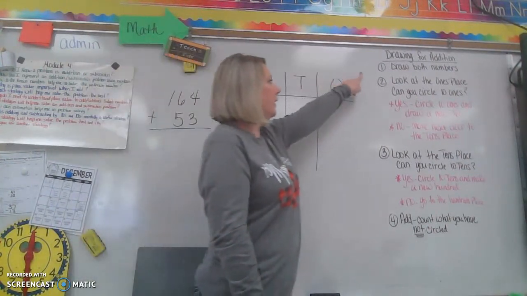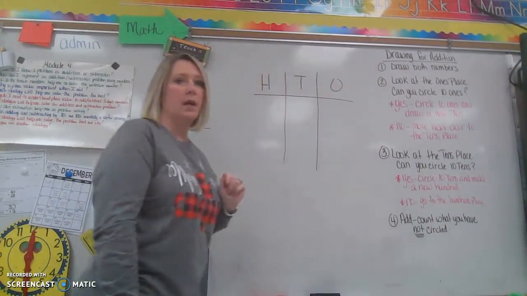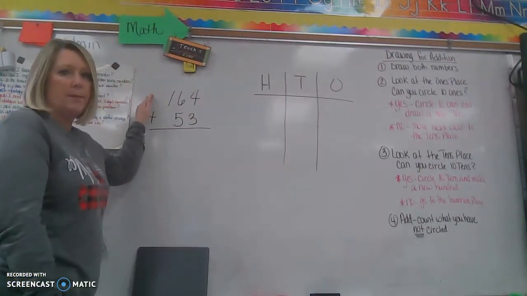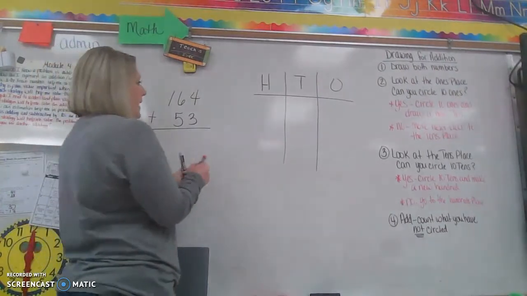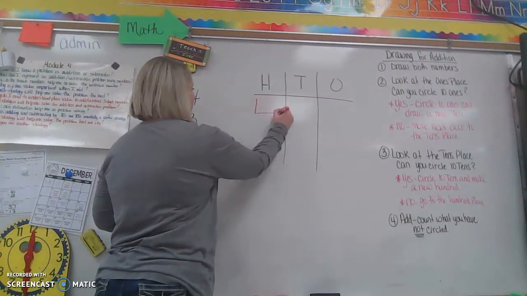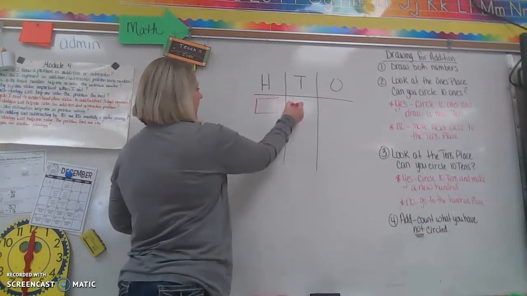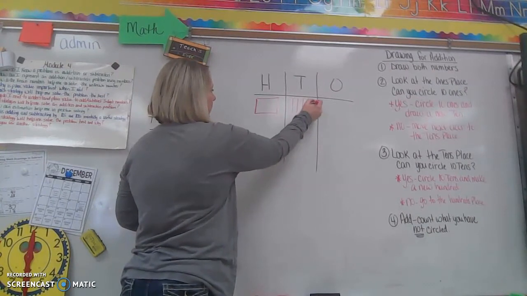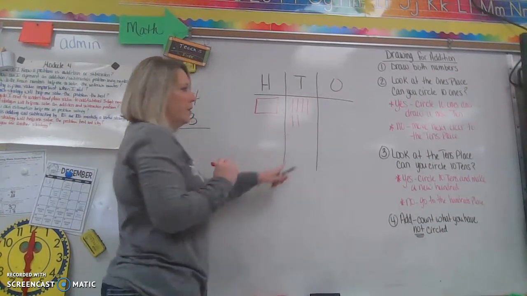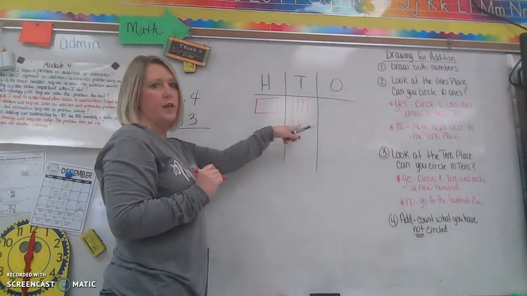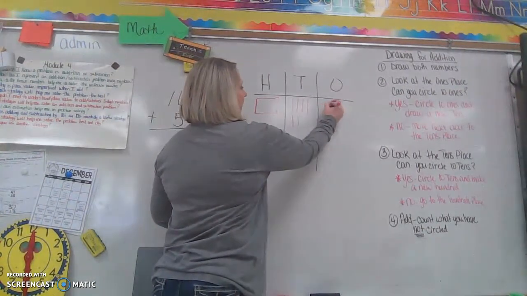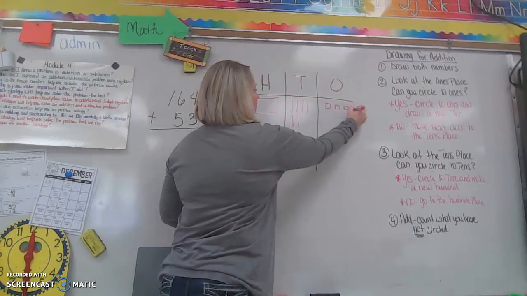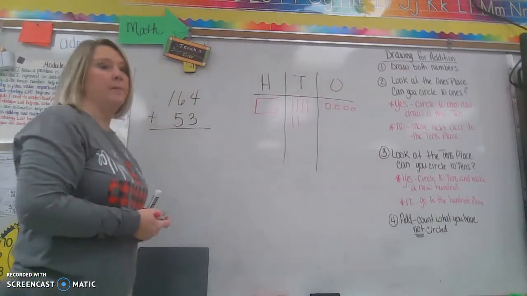Okay, step 1, draw both numbers. Starting with the number on the top, my number is 164. So I need to draw a 100 block, 6 tens, and it's okay if you don't have room and you need to go down to the next row. That's okay. I'd rather you do that than get it all cramped in there and where it's hard to see.